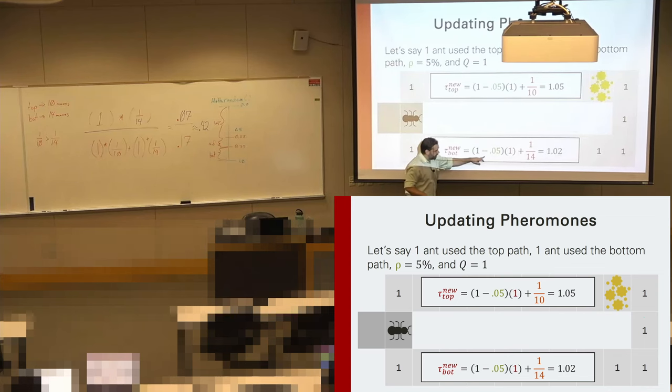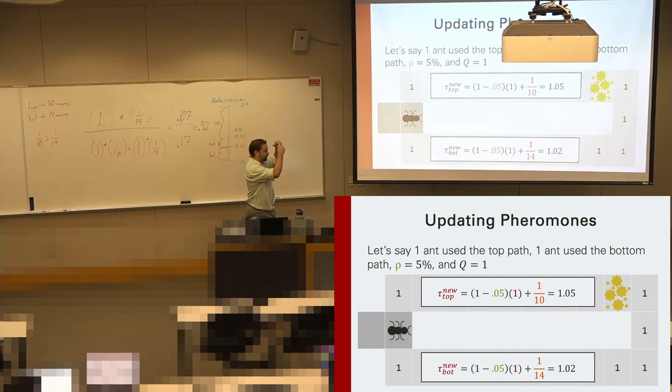Same thing will happen on the bottom. Again, we do the calculation, but this time the one ant dropped its one pheromone across the path of 14. Again, that's how many squares there are. And instead of it being a 1.05, it's a 1.02. Now, yes, I get it. That's minuscule, right? But what happens if I increase the number of ants?